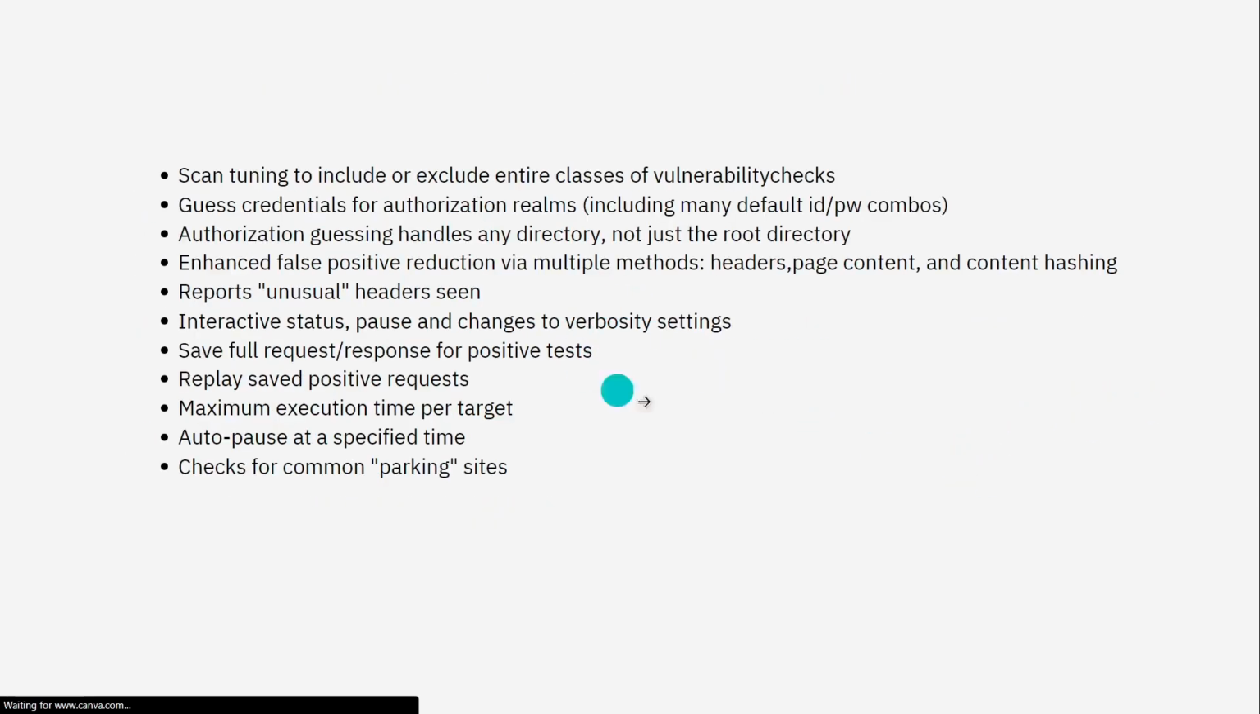Moving on, these are more features. It can scan-tune to include or exclude entire classes of vulnerability checks, and guess credentials for authorization realms, including many default ID/PW combos. Authorization guessing handles any directory, not just the root directory. It has enhanced false positive reduction via multiple methods: headers, page content, and content hashing. And it reports unusual headers seen. It has interactive status, pause and changes to verbosity settings.